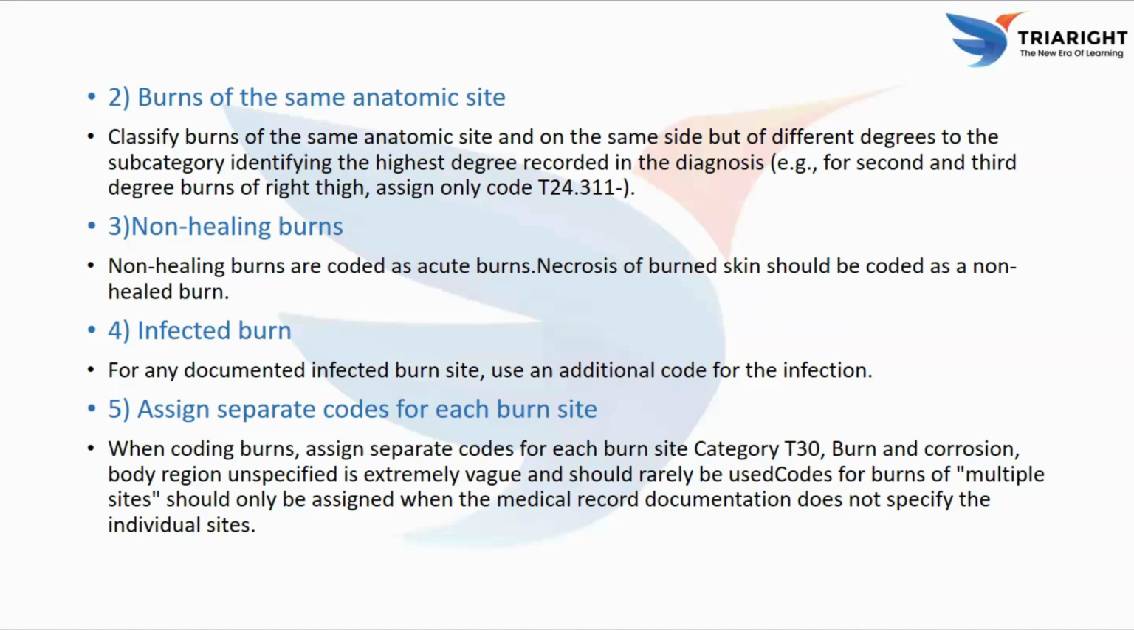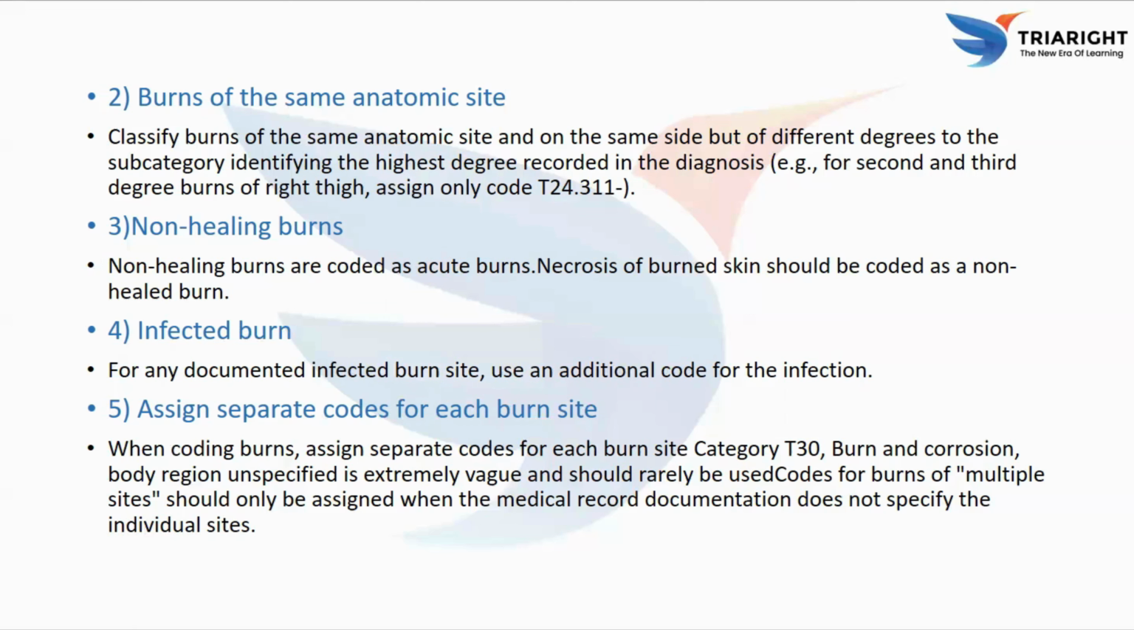There is an example. If a patient record has third degree burn of arm with cellulitis, you have to assign the third degree burn of the arm code as well as the additional code L03 for cellulitis. So this is how you have to assign the codes for infected burns.